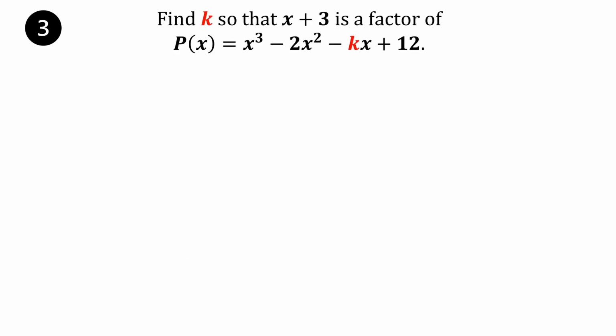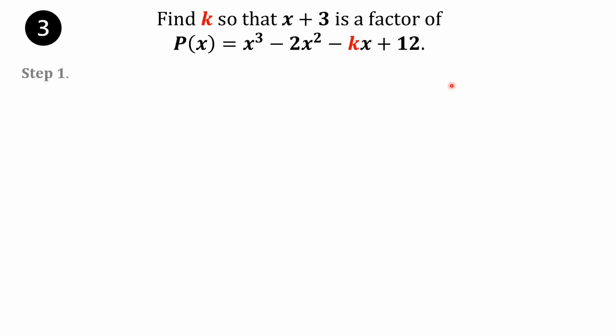Number 3, find k so that x plus 3 is a factor of p of x equals x cubed minus 2x squared minus kx plus 12. So we're going to prove that x plus 3 is a factor of the dividend. So applying the remainder theorem, using the substitution and the factor theorem that states that if p of c is equal to 0, therefore the divisor is a factor of the dividend.